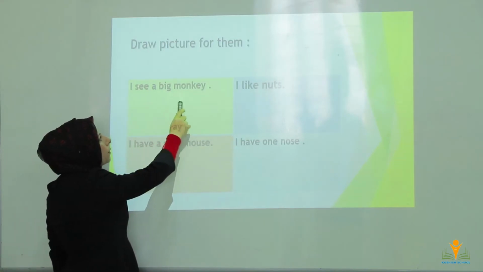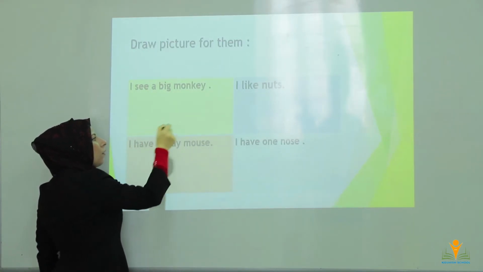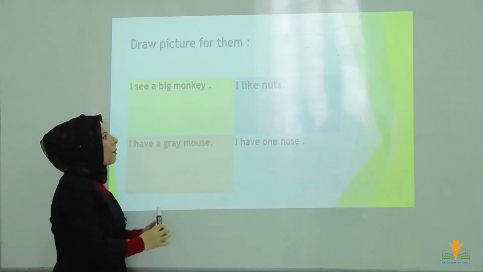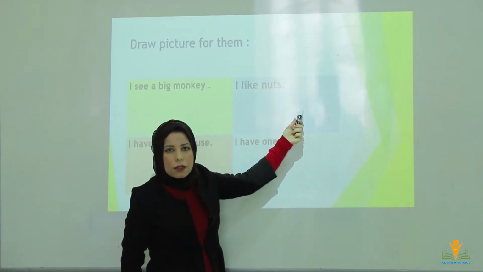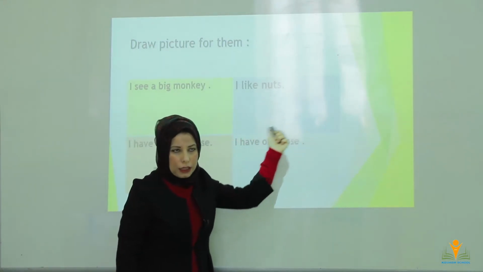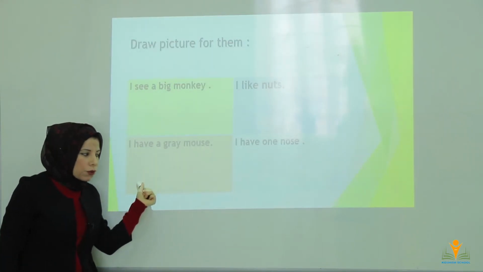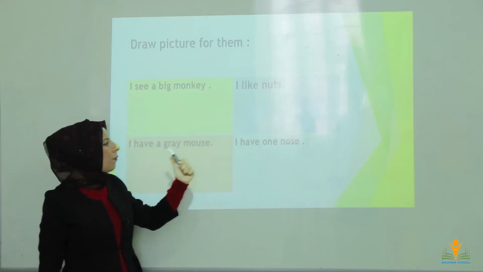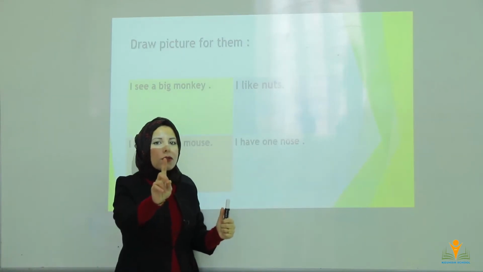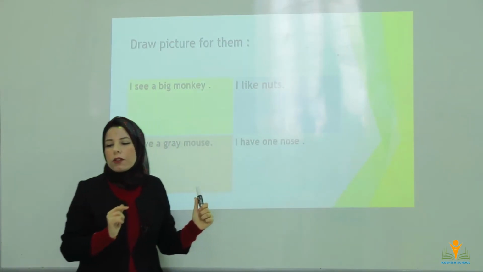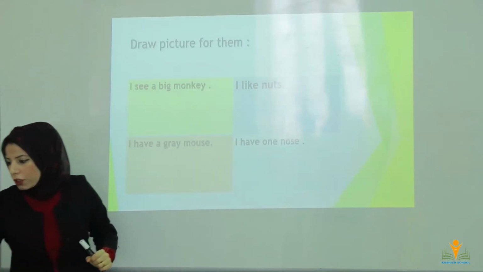I see a big monkey. You're going to draw yourself and a big monkey. I like nuts. You're going to draw yourself and nuts. I have a gray mouse. Yourself with the mouse. I have one nose. You will draw yourself and you point to your nose. This is the first worksheet. Next.